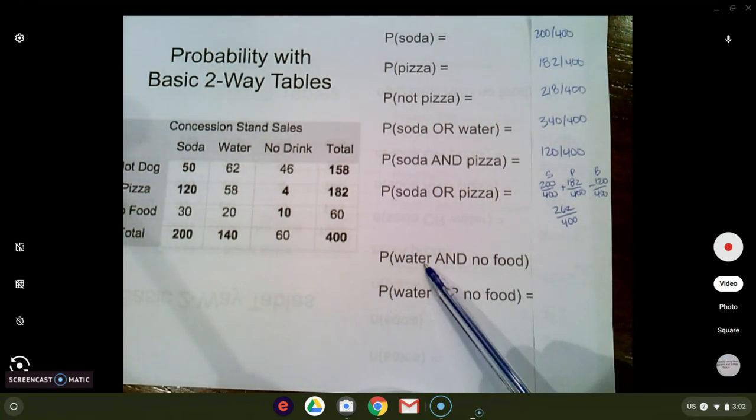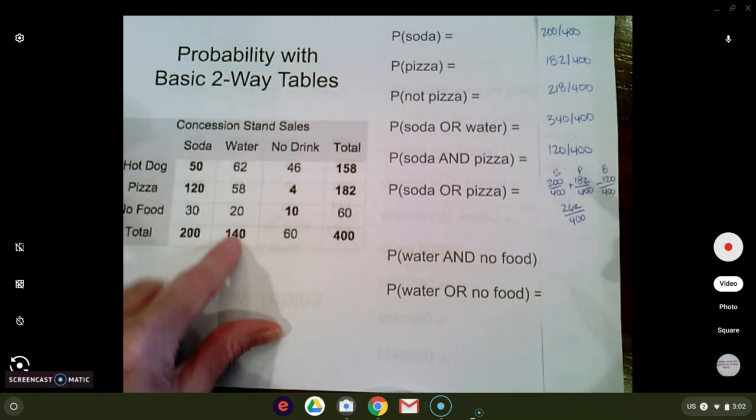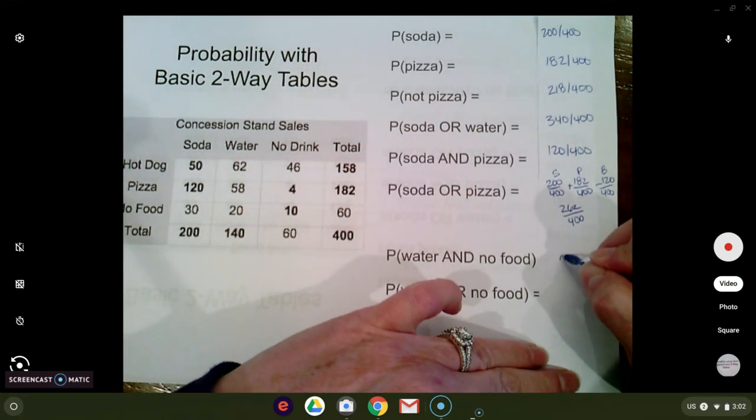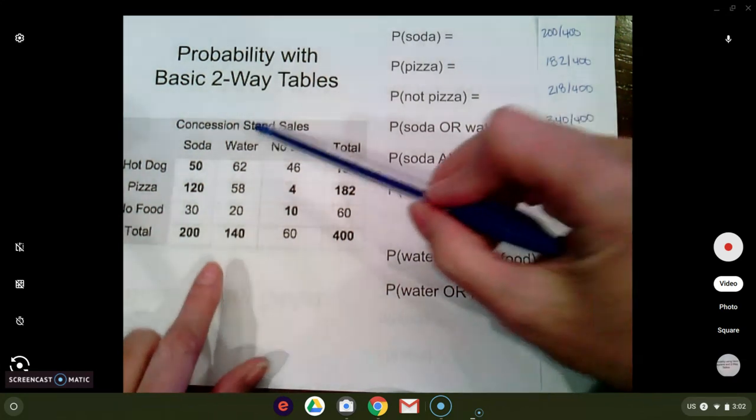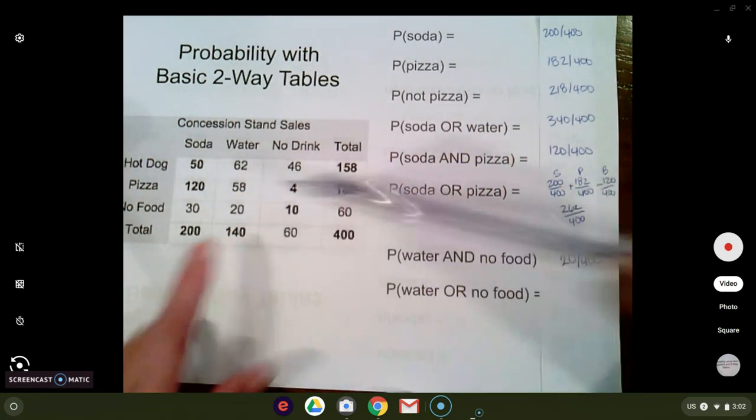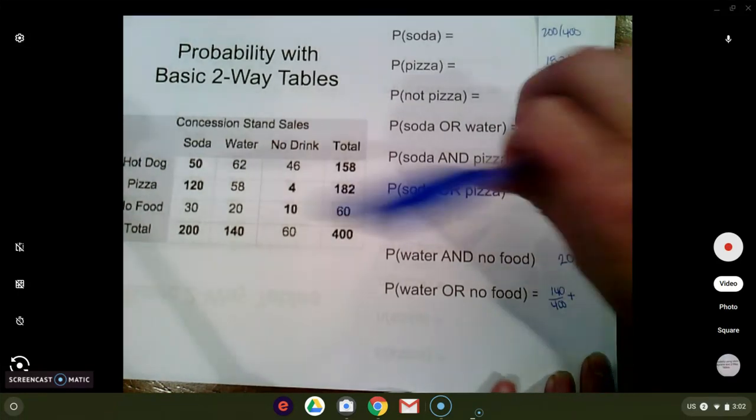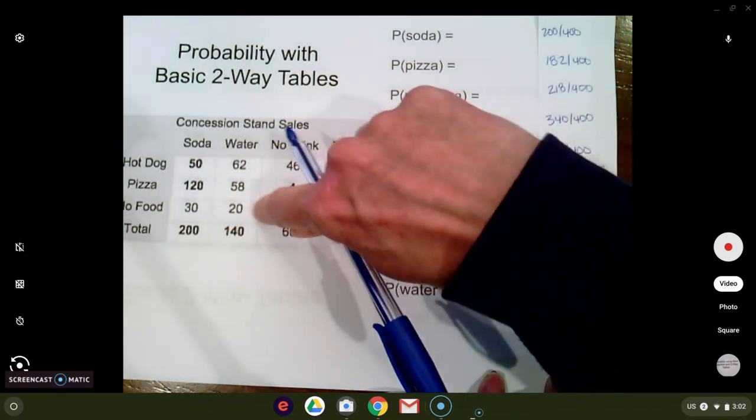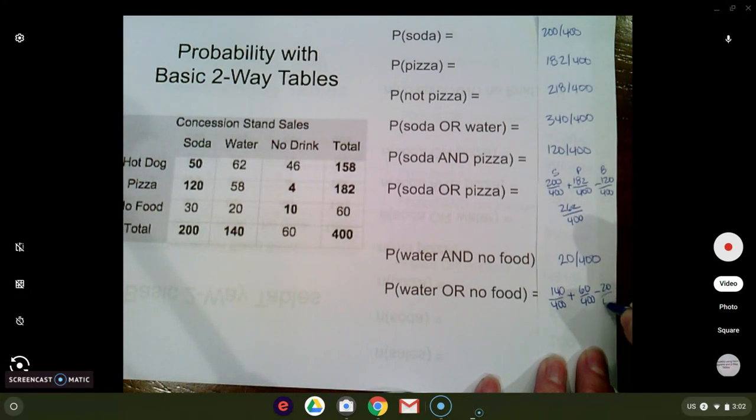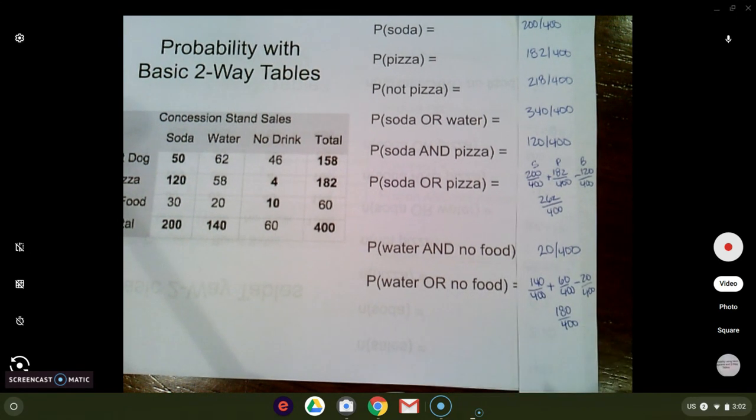Pardon me, let's find the probability of water and no food. So these people just walked up, ordered water, and walked away. So here's water and no food. That's 20 out of 400. And lastly, water or no food. So we have to, again, do our calculation. This would be 140 out of 400. The no food people are 60 out of 400. And oops, I double counted them. Okay, I think that's 180 out of 400. Water or no food.